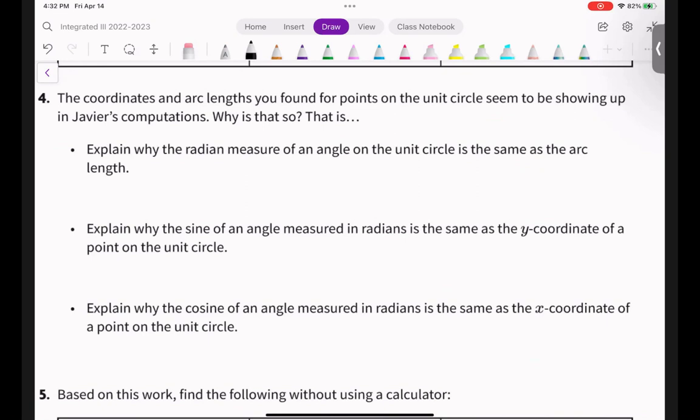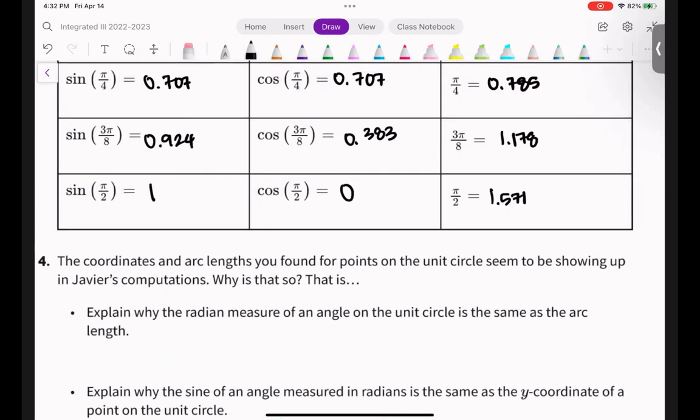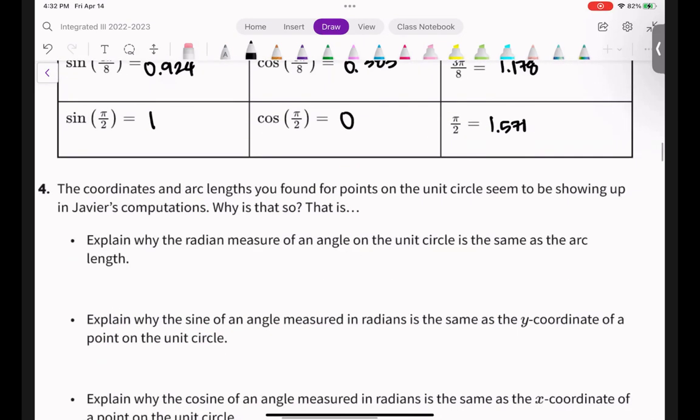The next part says the coordinates and arc length you found for points on this unit circle seem to be showing up in Javier's computations. Why is that so? That is, explain why the radian measure of an angle on the unit circle is the same as the arc length. Why are they the same? And then the next one is to explain why the sine of an angle measured in radians is the same as the y coordinate.